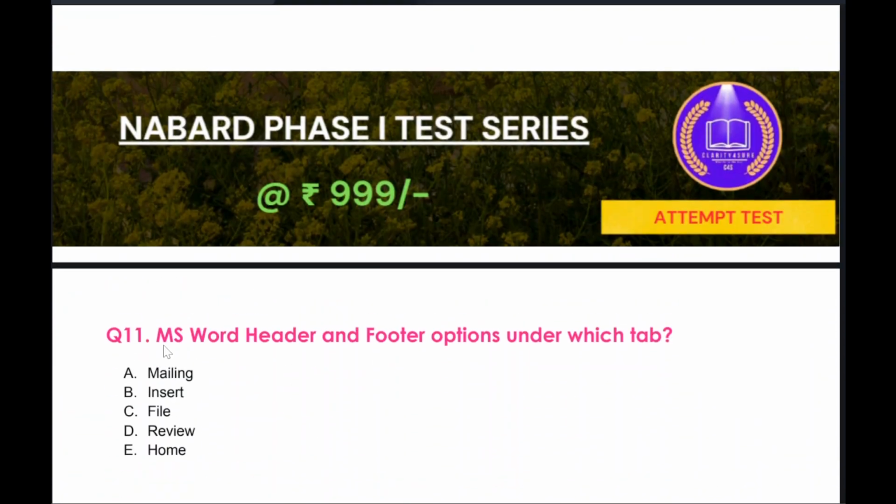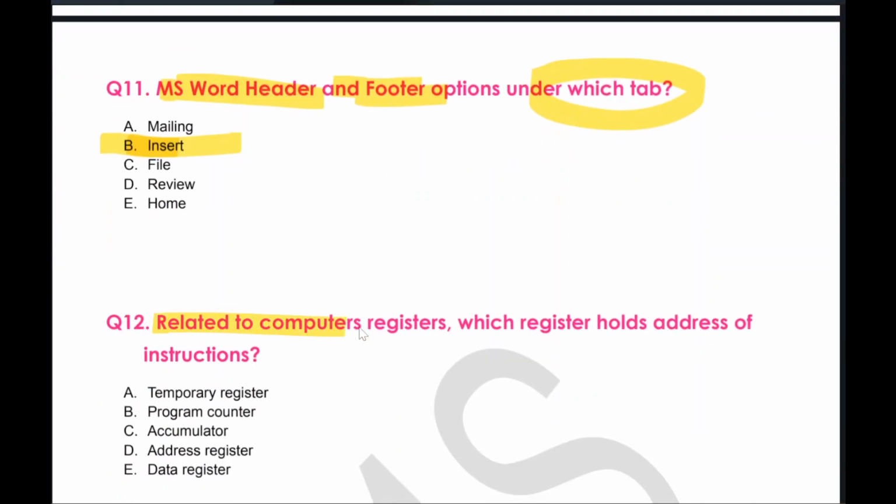Then MS Word header and footer options are under which tab? You are inserting the header and footer option, so it is the Insert tab. Related to the computer registers, which register holds the address of instructions? The address of instructions is held by the program counter, PC.